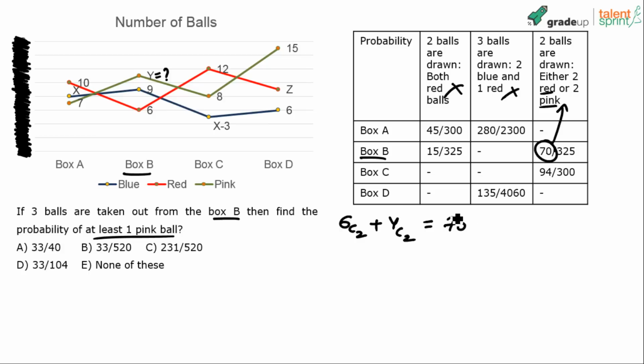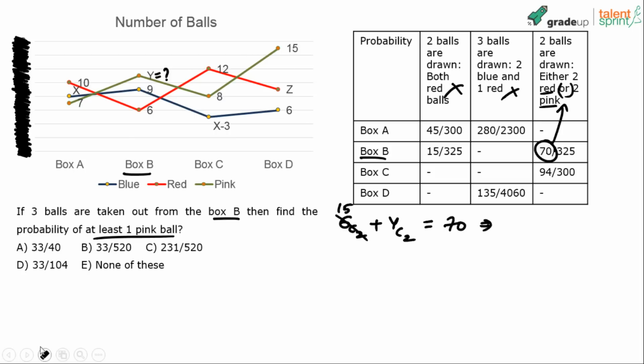6C2 plus YC2 equals 70. 6 red balls, we have to choose 2, 6C2. Y pink balls, we have to choose 2, YC2. Plus in between because we are talking about or. Either or, right? So you have to take plus, which is equal to 70. Number of favorable outcomes is 70. Right? Don't work on probability, only work on the numerator there. Now simplify this. What is 6C2? 6C2 is 15, right? 6 into 5 by 2, 30 by 2, 15. 15 and 70 minus 15. So this is equal to 15. So basically YC2 is nothing but Y into Y minus 1 divided by 2.